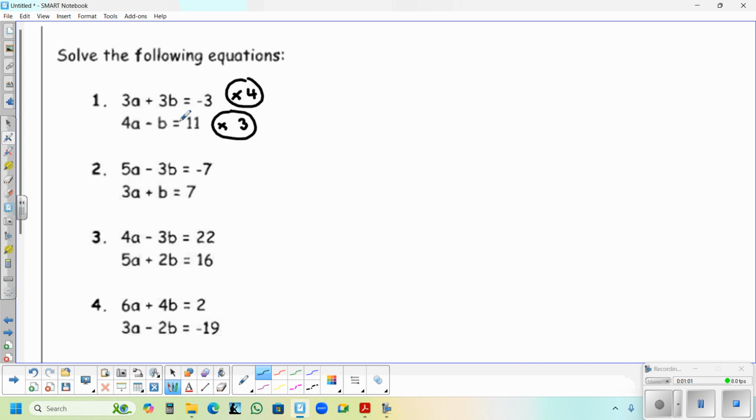When they've got the same sign, we subtract. So I'm going to do that one. That would give us 12a, and then 4 times 3b is also 12b. 4 times negative 3 is minus 12. Then we multiply that one by 3. 3 fours are 12, so that's 12a. Multiplying the negative b gives us minus 3b. And multiplying 11 by 3 gives us 33.